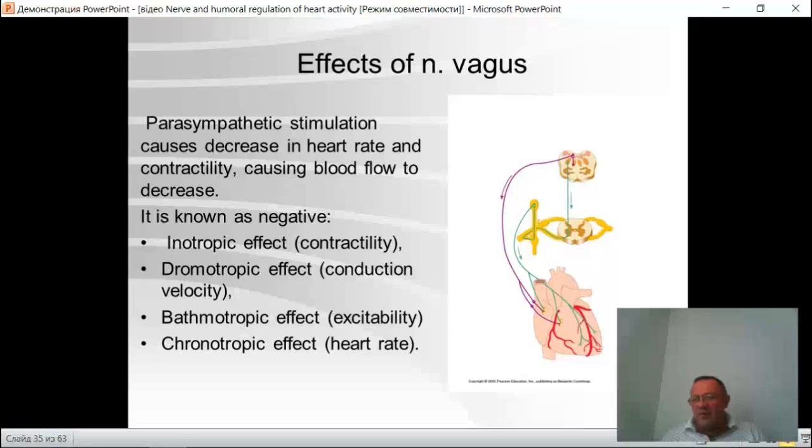Left vagus nerve fibers transmit the effects to the atrioventricular node. Green lines show this information on the scheme. As a result of the structural features of the left vagus nerve, its stimulation influences atrioventricular conduction and contractility of cardiomyocytes. It has an effect on heart rate and contraction.